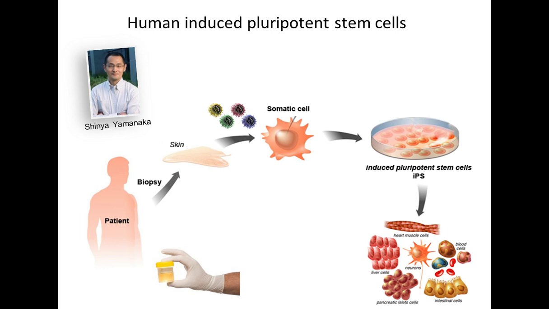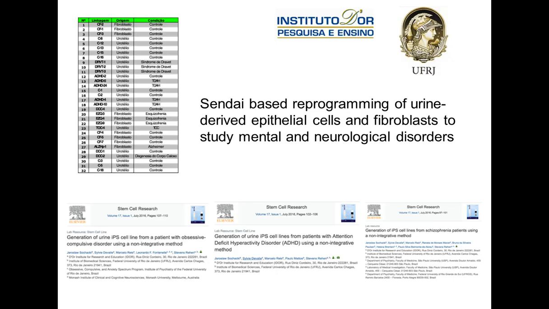In the lab, besides using these induced pluripotent stem cells derived from fibroblasts, we also use cells that we obtain from the urine of patients. Because of this approach, we were able to obtain cells from patients, very ill patients, for example, with Alzheimer's disease or mental disorders, or patients with diseases associated with development.